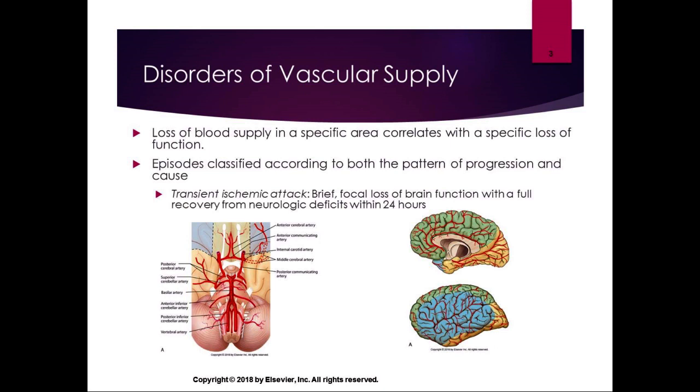When we were talking about cardiovascular disorders and pathology, we said angina was a temporary blockage, temporary ischemia in the heart, and then a myocardial infarction was a full blockage where you actually had damage to the myocardium. So a transient ischemic attack is sort of like the angina of the brain. It's a brief focal loss. A lot of times when you are working in acute care, you will see people admitted to the hospital under the diagnosis of TIA versus CVA.